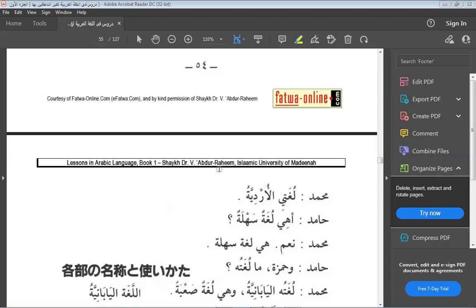Mashallah, another brilliant question. The plural of akhun, brother, is ikhwan and also ikhwa. So I will just type that as I explained. We have ikhwan or ikhwa, ikhwatun.